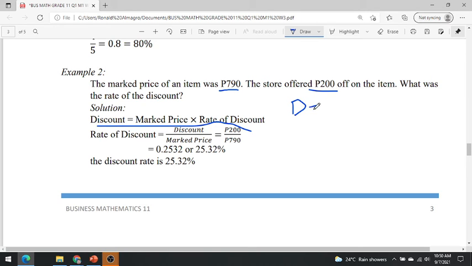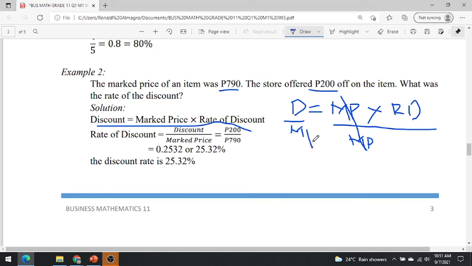The discount equals marked price, MP, times RD, the rate of discount. Then the missing one is the rate of discount. So by simply dividing both sides by MP, our formula is: the rate of discount equals discount over marked price. Okay, did you get the derivation?